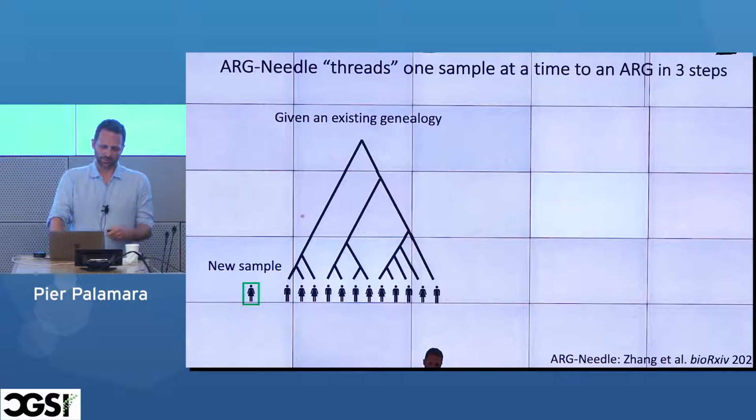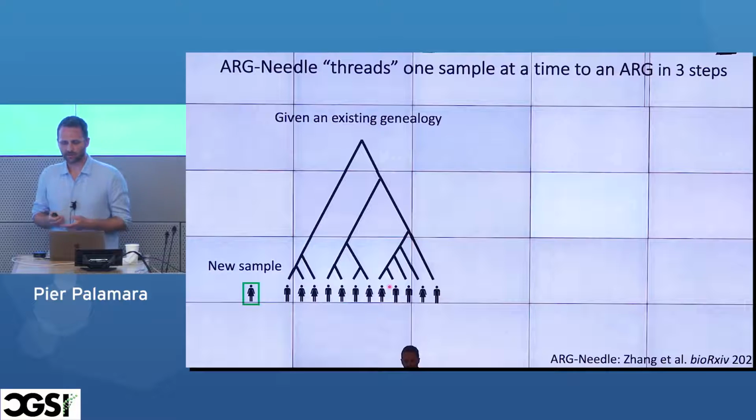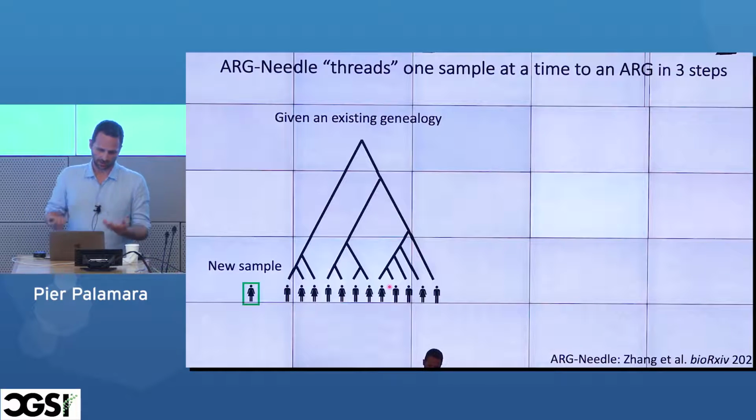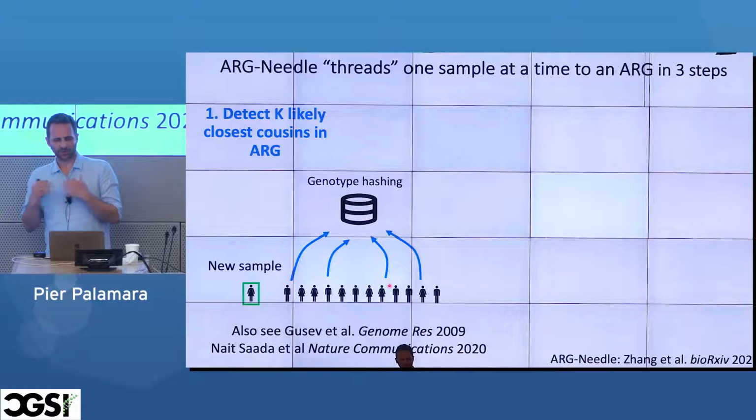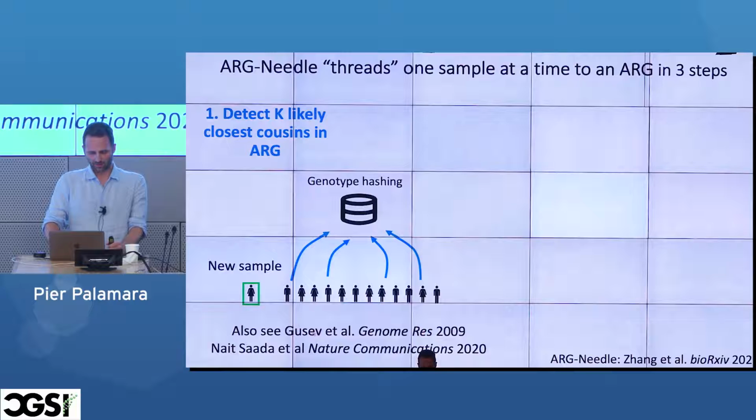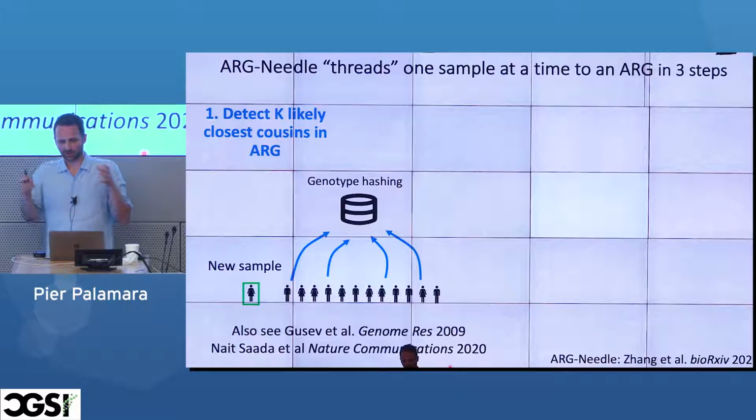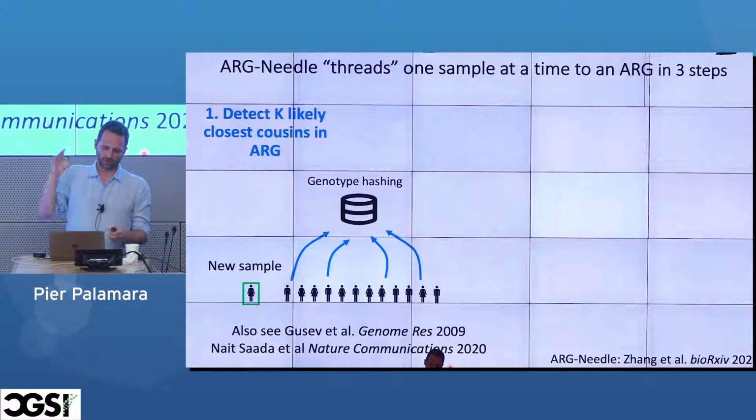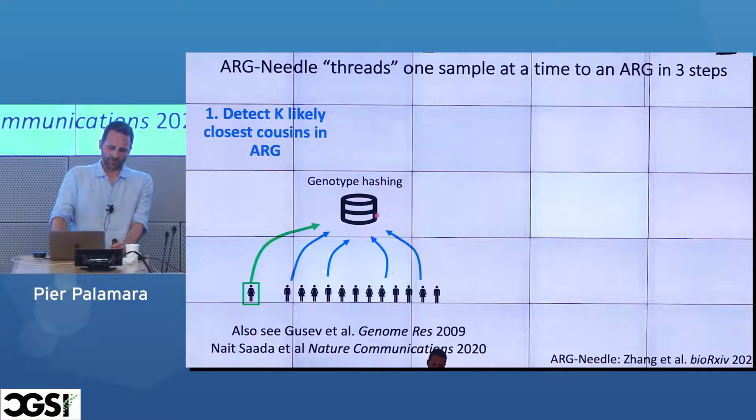I'm just going to show you the tree, but I mean the whole ARG, or this is just the tree at one position in the ARG if you slice the graph. But this thing happens for the entire genome. So if you have the ARG already for n samples, and you have a new sample you want to add, we do the following things. We assume we have already built something called a genotype hashing database. If you haven't heard about this, you can look at these references. But essentially, we take the genome, we slice it into windows of little haplotypes, we throw them into hash maps. And then when you have your new sample, you can quickly find closest cousin candidates.